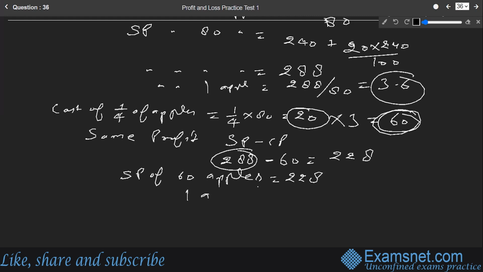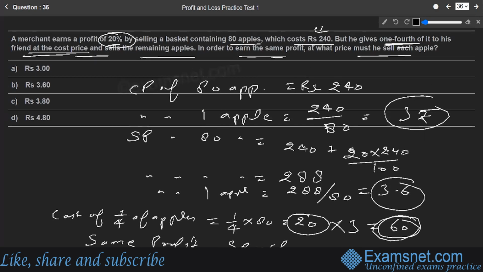So the selling price of one apple should be simply 228 divided by 60. That comes out to be 3.80 rupees. So that is the right answer. Selling price of the remaining apples should be 3.8 rupees per apple. That is the right answer.